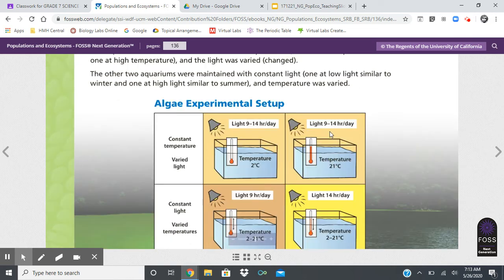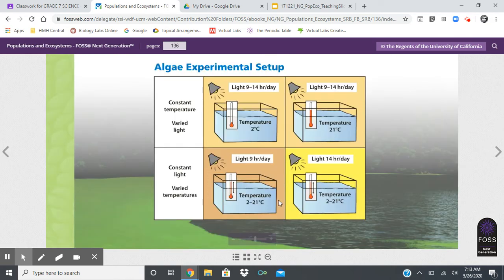And then in the other 2 tanks, they did the opposite. They kept the light exactly the same in each case. 9 hours here, and then they just varied the temperature over time. Sometimes they made it cold, sometimes warmer, sometimes really warm. And then in this tank, they kept the light really long, 14 hours, and they changed the temperature again. So we've got 4 different mini experiments for the algae to see, is it the light that's going to change the populations, or is it the temperature, or what's going on here?